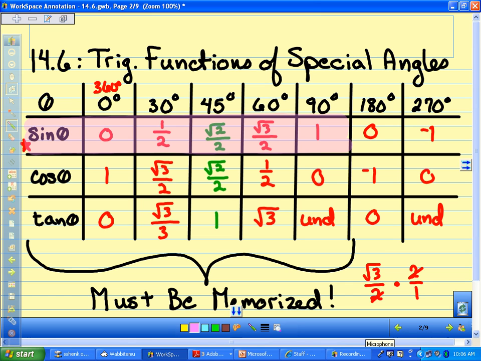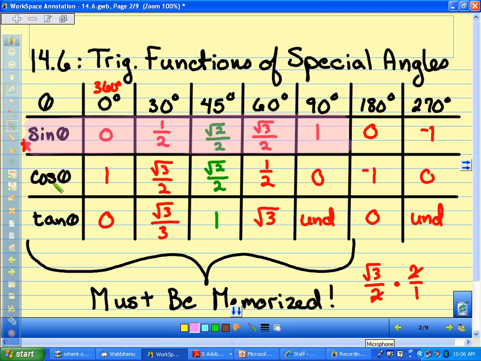You just got to think of them as being radicals. Now, could I also think about this as being the square root of 1? Yeah, because the square root of 1 is 1. So how I memorize the sine line: 0, 1, all divided by 2, radical 1, radical 2, radical 3. But then radical 1 is 1.